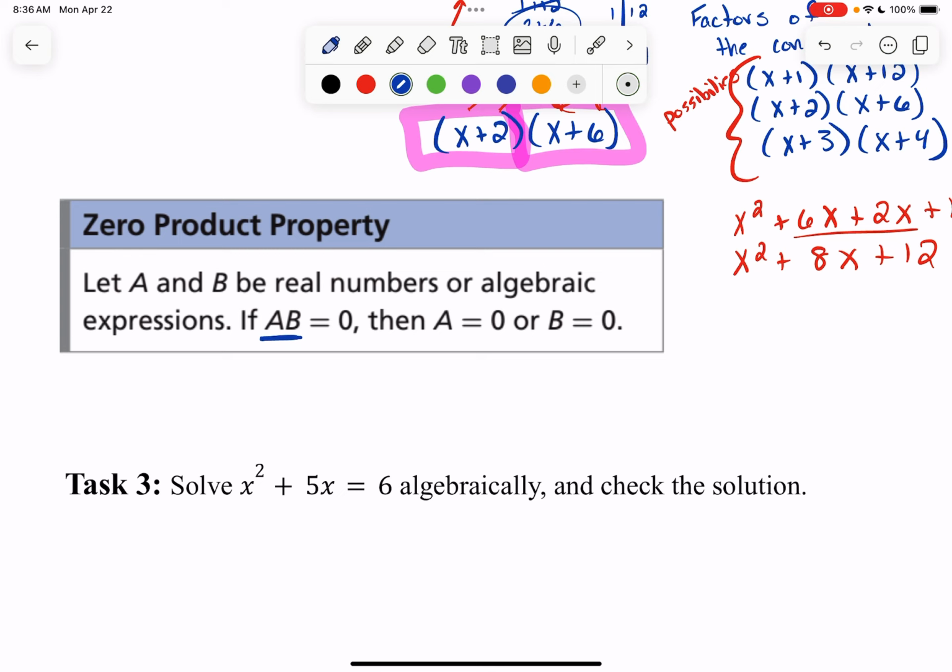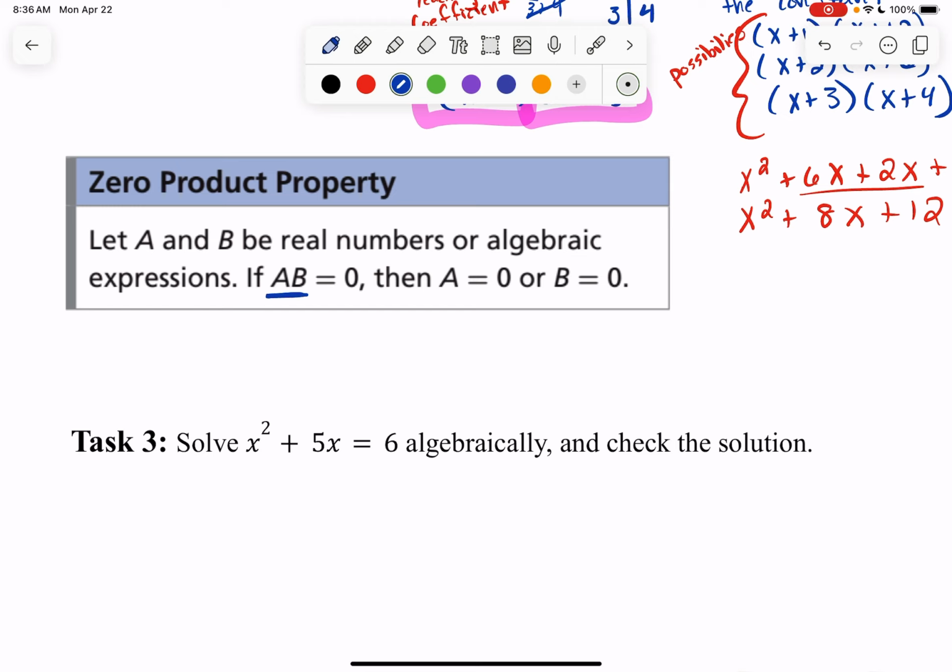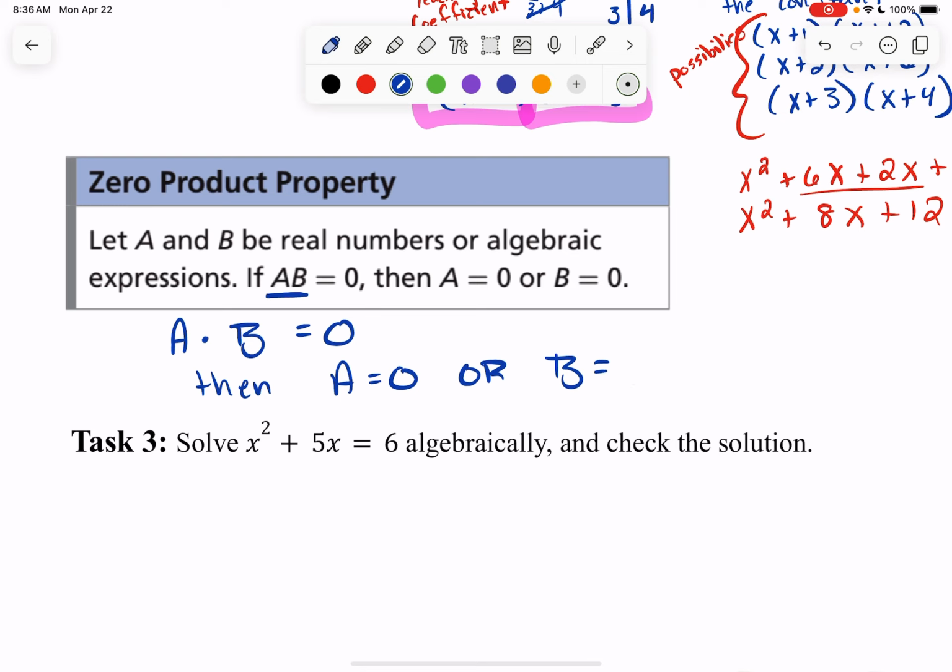So what the zero product property tells me is if I multiply two numbers, A times B, and get zero, then either A is zero or B is zero, or possibly both. We're going to use this zero product property to help us solve quadratic equations, because I can make pretty much any equation equal to zero. I just move everything to one side.